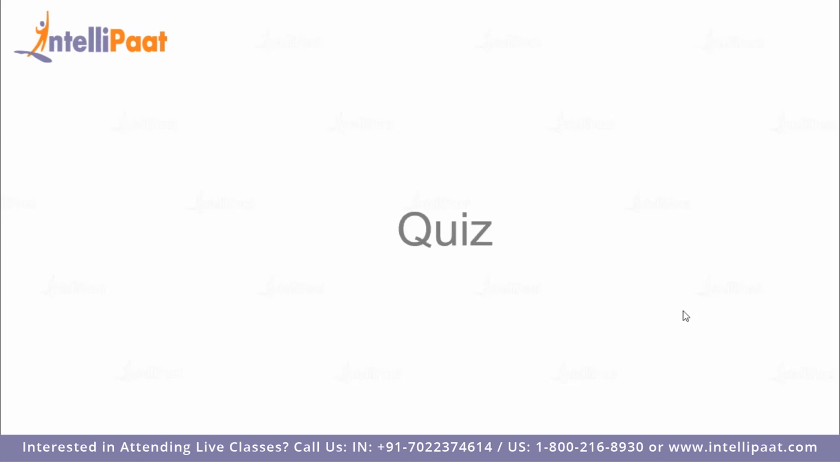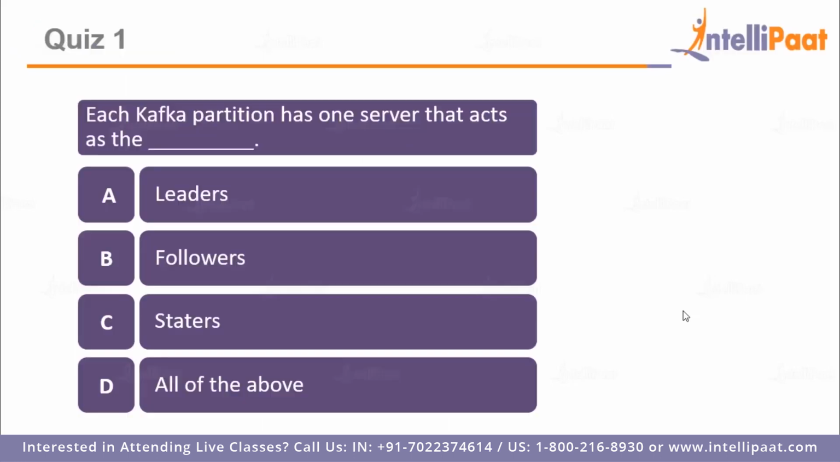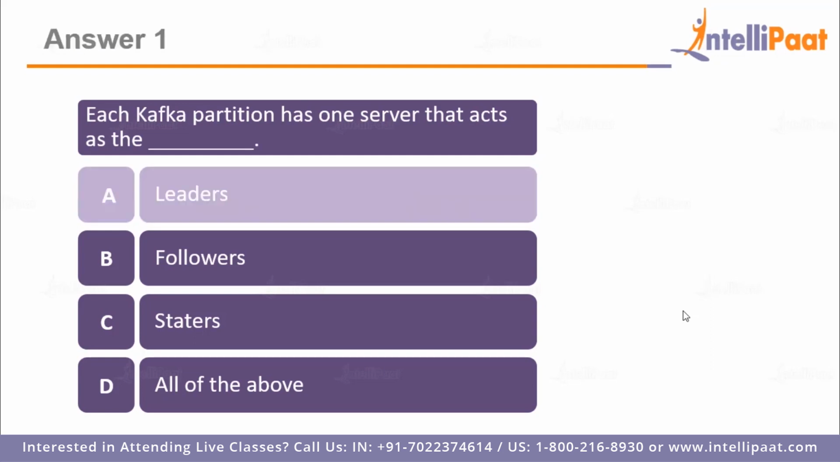Now let's go through a quick quiz to recap all of that stuff. So we've got our first question over here. Each Kafka partition has one server that acts as, so what do you think is the answer? Right, so the answer is leader. Each Kafka partition has one server that acts as the leader.